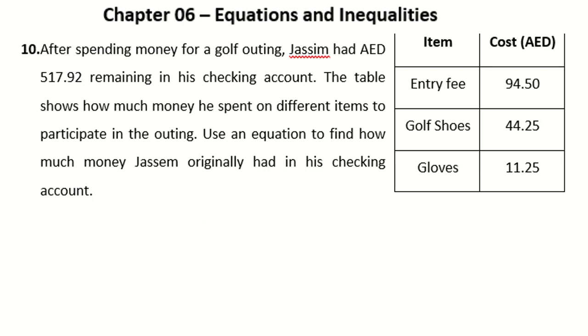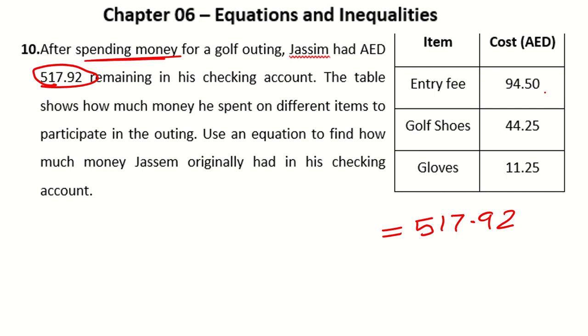Next is, after spending money for a golf outing, Jassim had AED 517.92 remaining in his checking account. See, this is the left amount, what he has after shopping, after spending some money. Okay, it means it will go after equal to 517.92 he has left. The table shows how much money he spent on different items to participate in the outing. Use an equation to find how much money Jassim originally had in his checking account.